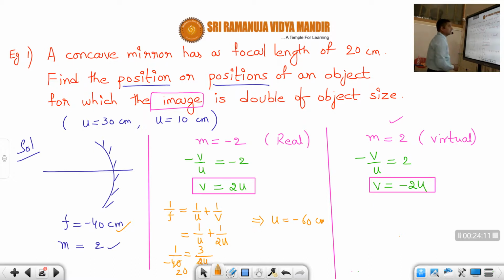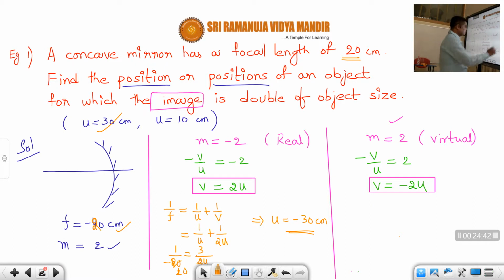Sorry, the focal length is 20 centimeters as given. So 20 centimeters means if you write 2 here, it will be 1. So therefore you will get the answer as 10 into 3, that is equal to minus 30 centimeters. So one answer is 30 centimeters. Minus 30, minus indicates the left side.